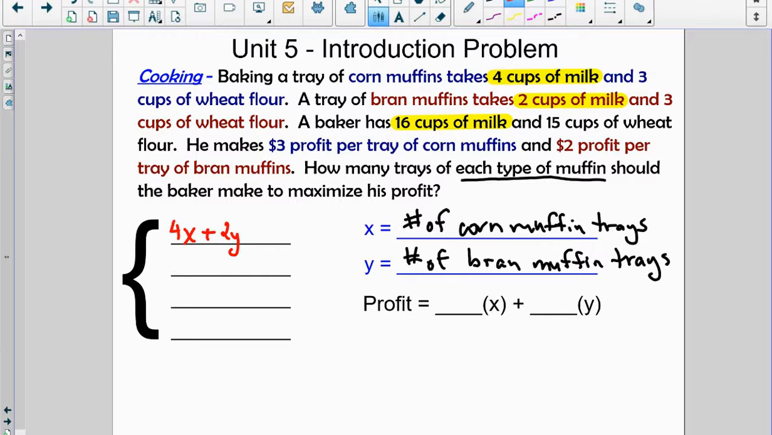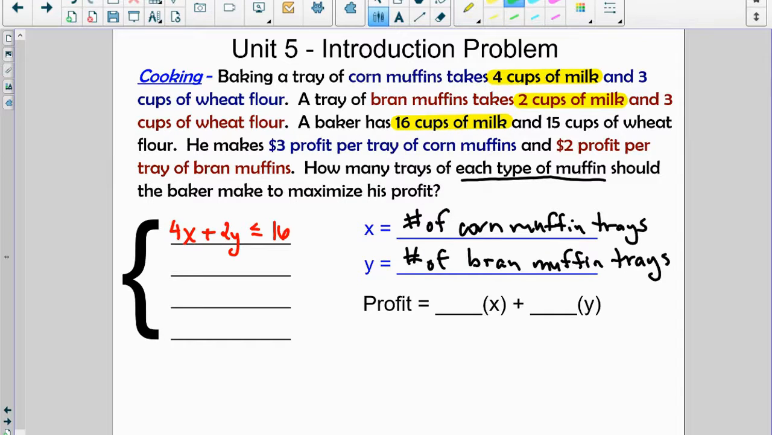And if the baker has 16 cups of milk to work with, think about what's possible there. Is it possible that he uses less than 16 cups of milk? Yes. Is it possible he uses all 16 cups of milk? Yes. Is it possible he uses more than 16 cups of milk? No, because he doesn't have it. So in this case, we want to use less than or equal to 16 cups of milk.